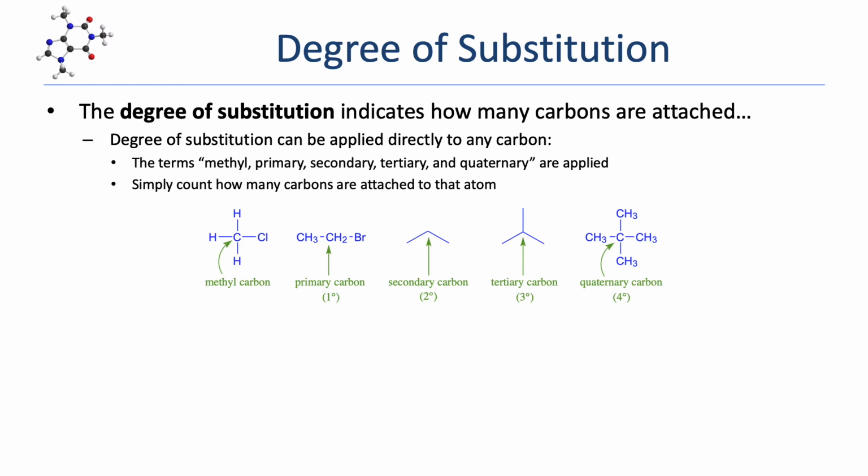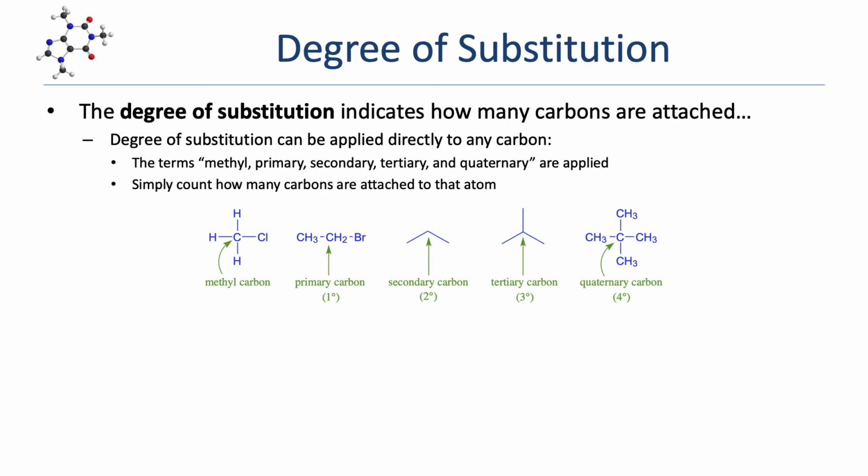Because they're only bonded to one other carbon. In the next example, again, that central carbon is bonded to 3 other carbons, so we're going to call that tertiary. Again, the other 3 carbons on that molecule are primary. Each one is bonded to only 1 carbon. And in the last example, that center carbon is quaternary. It's bonded to 4 other carbons.